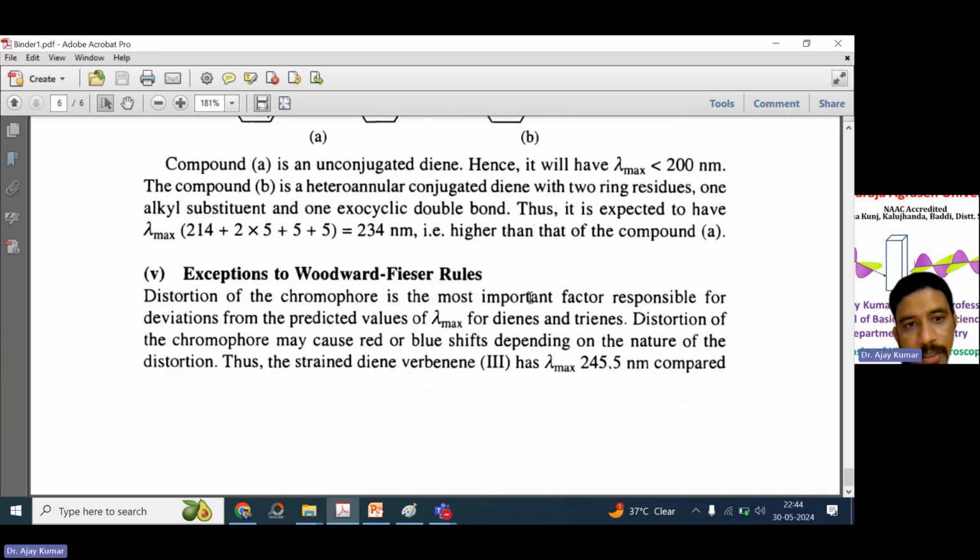Okay. So that's all for now. In the next lecture, we will discuss the Woodward-Fieser rule for alpha beta unsaturated aldehydes or ketones. Okay, thank you.